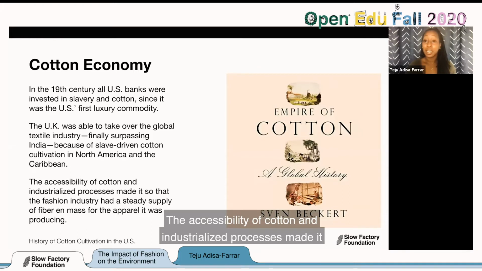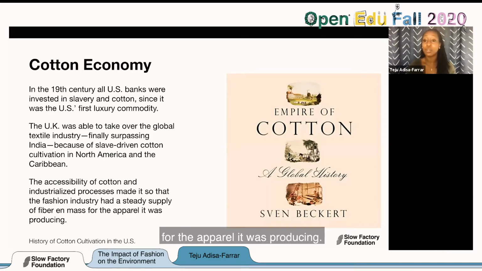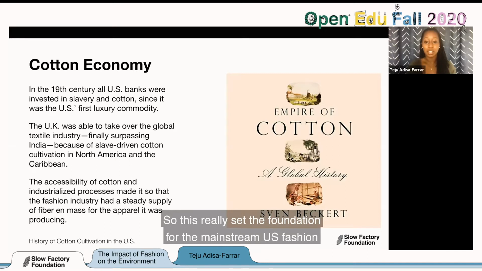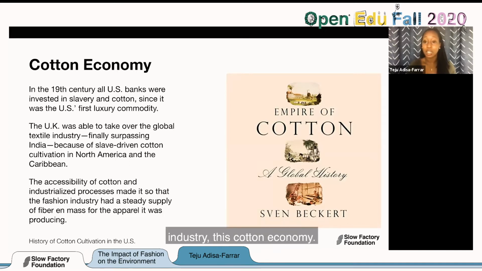The accessibility of cotton and industrialized processes made it so that the fashion industry had a steady supply of fiber in mass for the apparel it was producing. So what the cotton economy enabled fashion houses to do was to produce their garments in mass, to make more of them more quickly, using this fiber that had been processed quickly and was being produced in mass for very cheap. So this really set the foundation for the mainstream US fashion industry, this cotton economy.